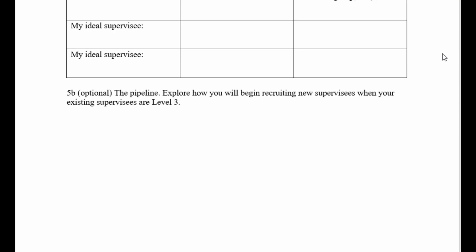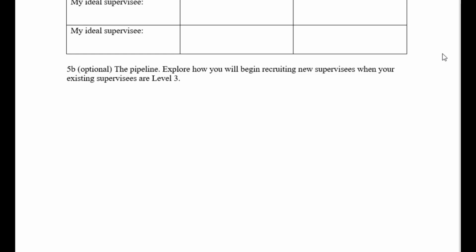Now, we did put an optional exercise called the pipeline. Explore how you'll begin recruiting new supervisees when your existing supervisees are level 3 and preparing to become your colleague.